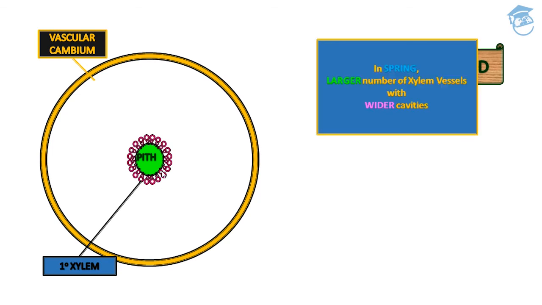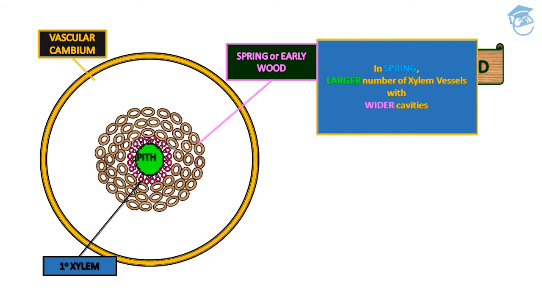In spring season, a larger number of xylem vessels with wider cavities are formed. So that's why it is called early wood. See, this is spring or early wood. Larger number of xylem vessels with wider cavity. See, it has a wider cavity, okay, and it has large diameter. Okay, so this forms early wood.